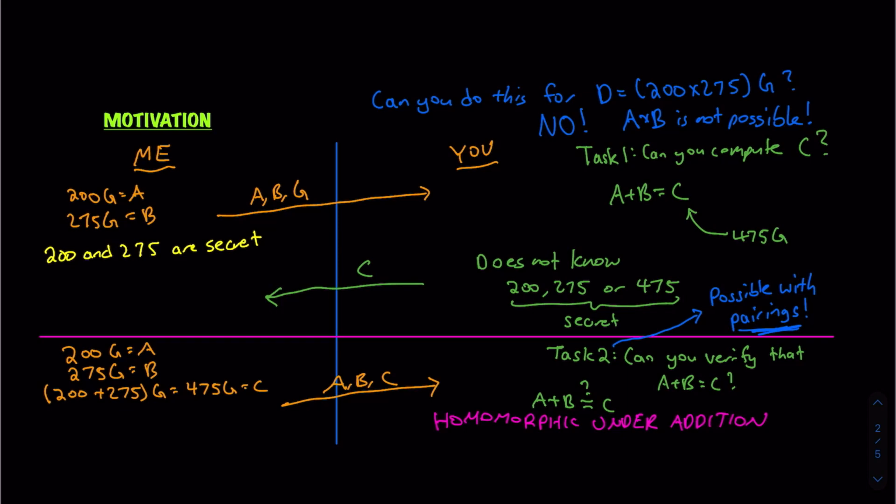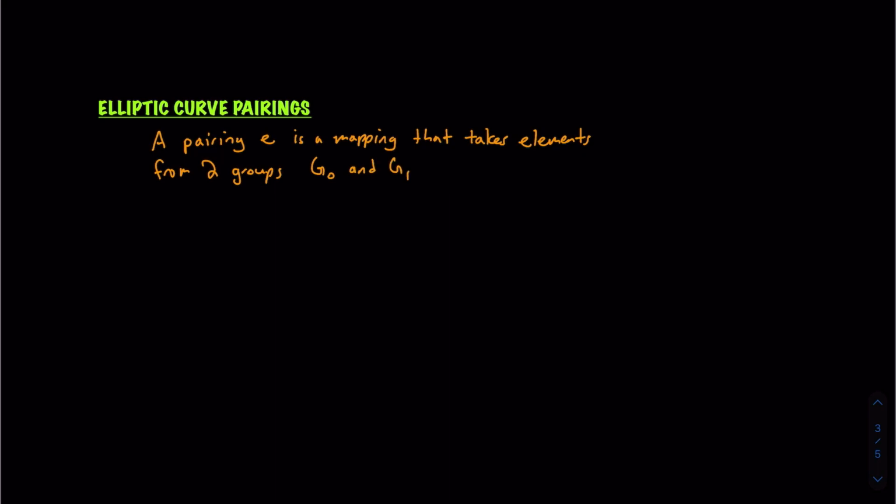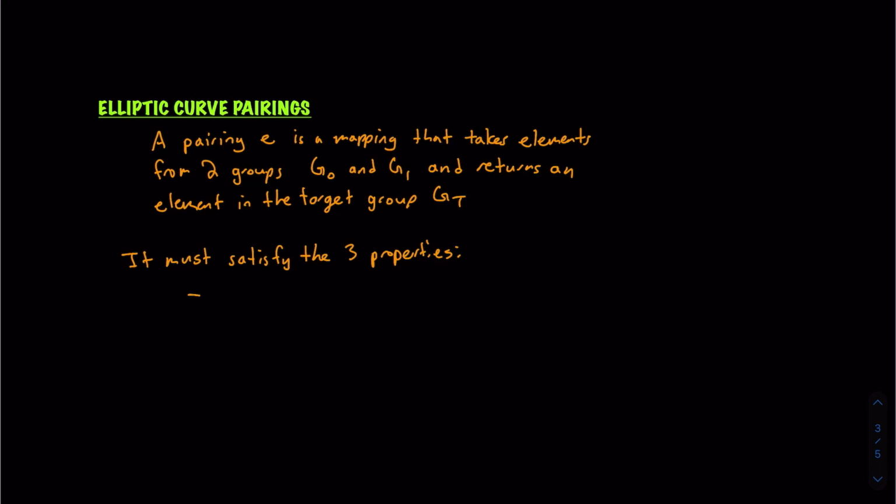By the way, if anything in this section is still a little bit unclear, please pause the video and rewatch this section before going on. Great. On to elliptic curve pairings. A pairing, commonly denoted with the letter E, is a mapping that takes elements from two groups. Let's call them G0 and G1, denoted like this, and returns an element in a third group, the target group. Call it GT. For the mapping E to be called a pairing, it must satisfy three properties: bilinearity, non-degeneracy, and efficiency, and we'll get to these in a second.